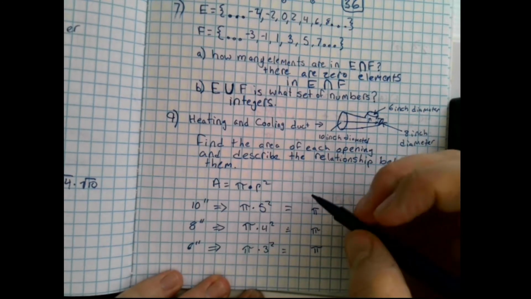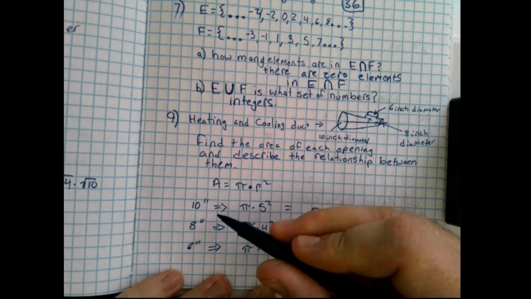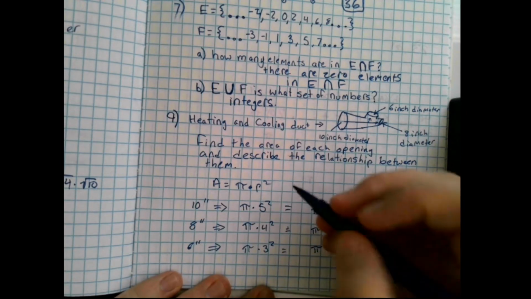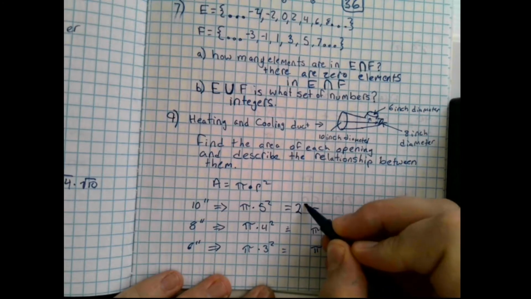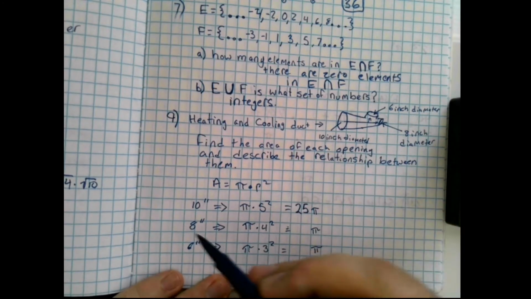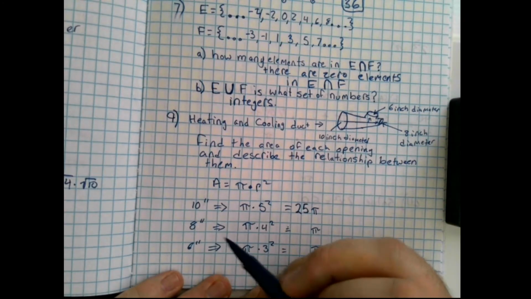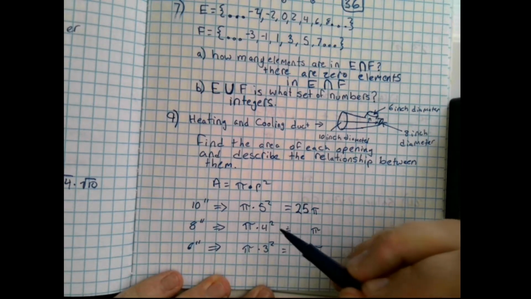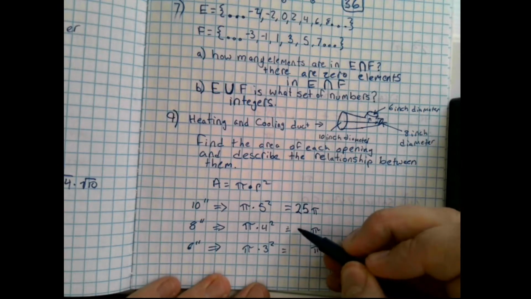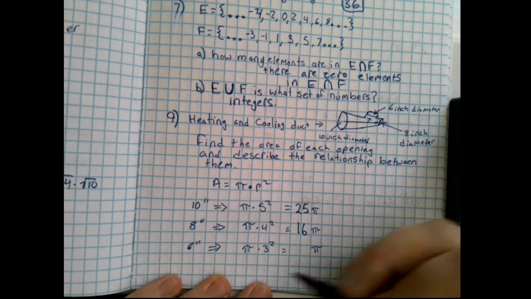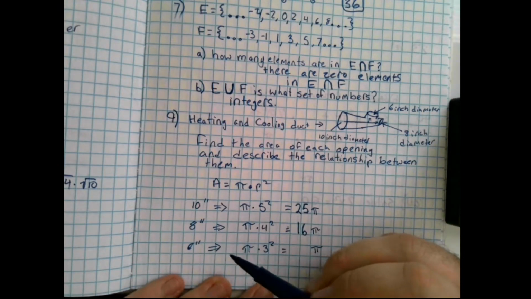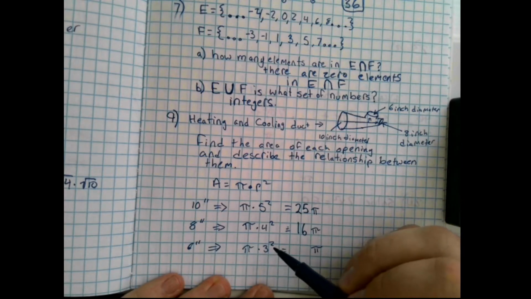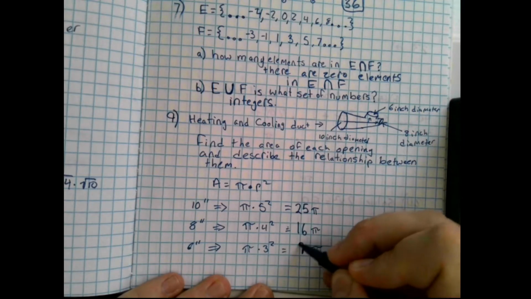So starting with the 10-inch. The 10-inch diameter opening is going to have an area of pi times 5 squared. 5 squared is 25, so it's 25 pi. The larger of the two small ones, the 8-inch, is going to have an area of pi times 4 squared. Now 4 times 4 is 16, so it's 16 pi. The 6-inch diameter is going to have a radius of 3, so it's pi times 3 squared. 3 times 3 is 9.